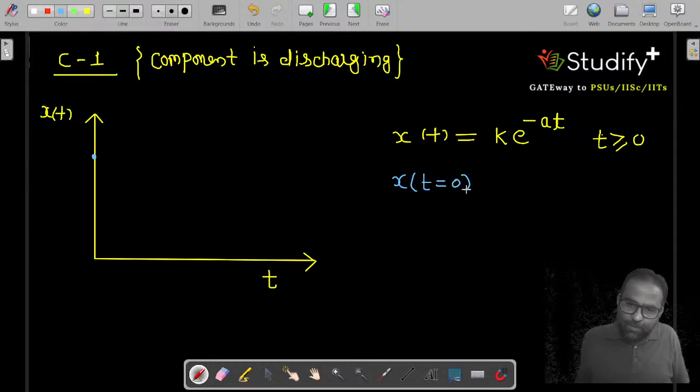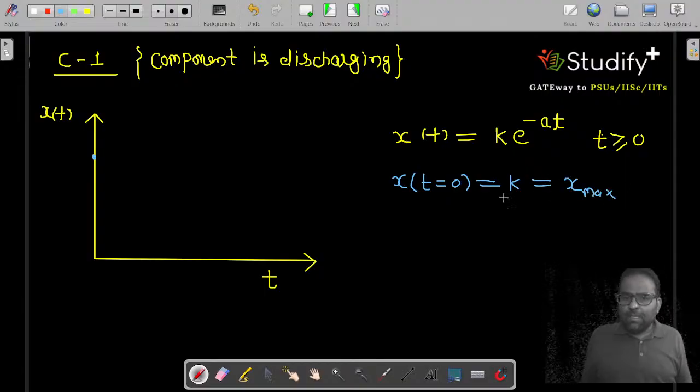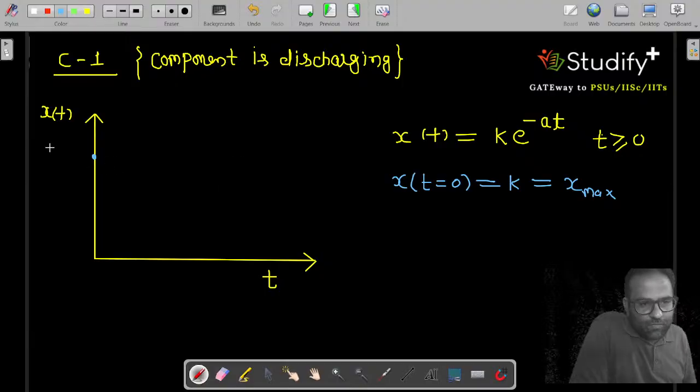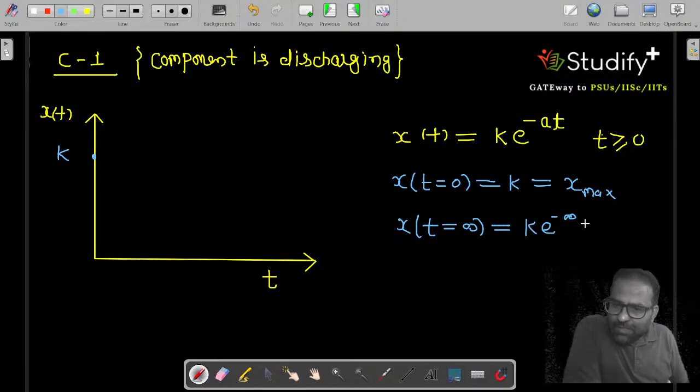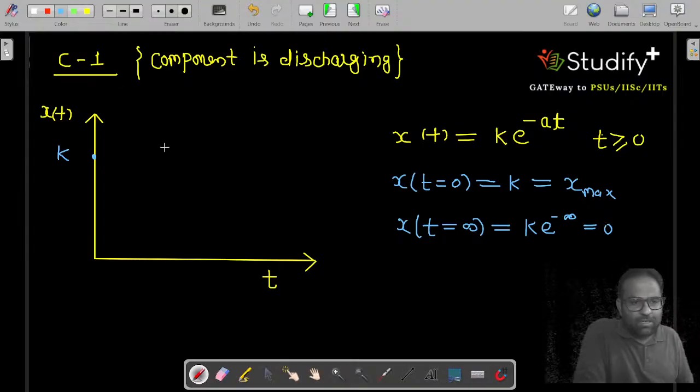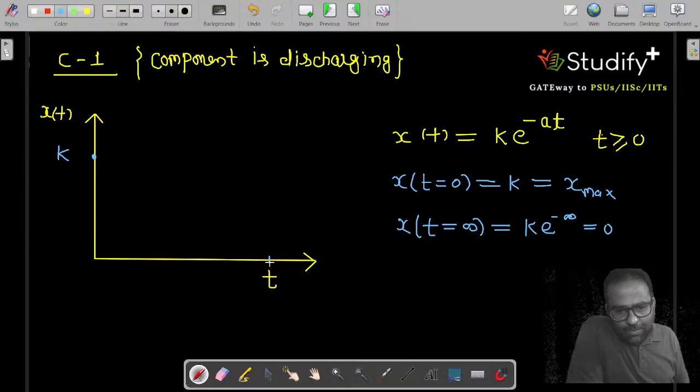If I put t equal to 0, what is the maximum value we are having? Can I say this is x(t) maximum? So at t equal to 0, the value of this waveform is k, correct? And when I put t equal to infinity, this value will be what? K into e to the power minus infinity, which is equivalent to 0, correct? So if I break this axis, I will reach up to infinity.